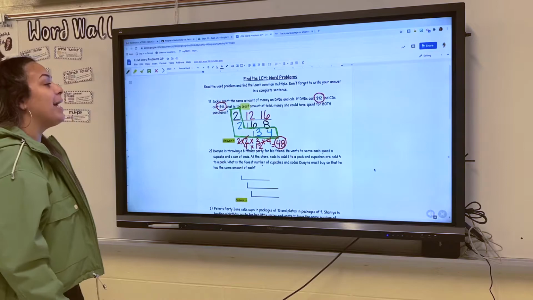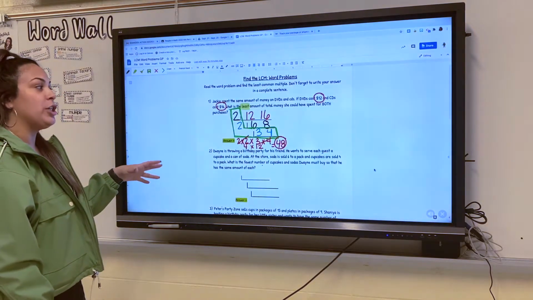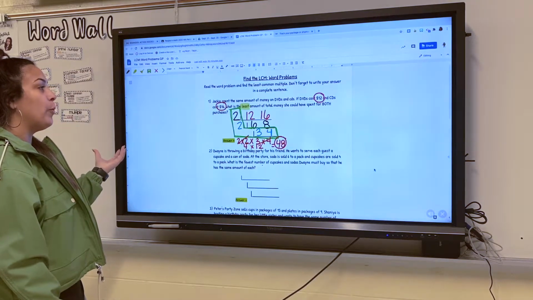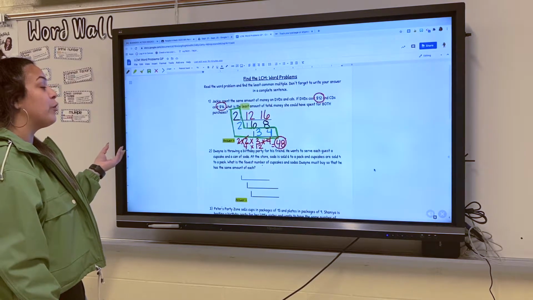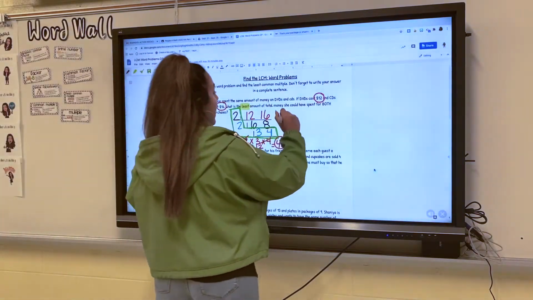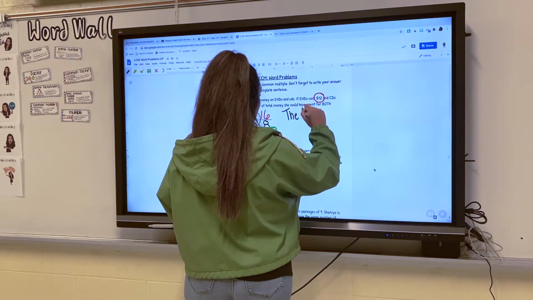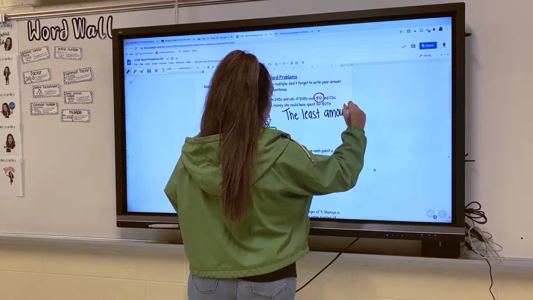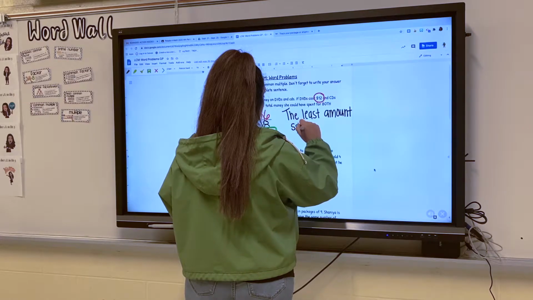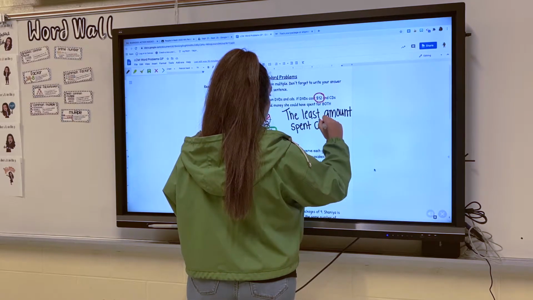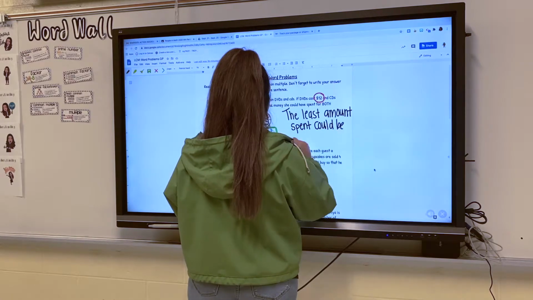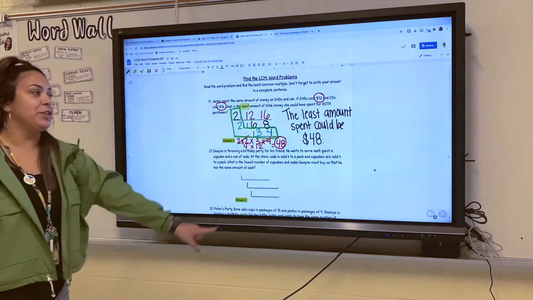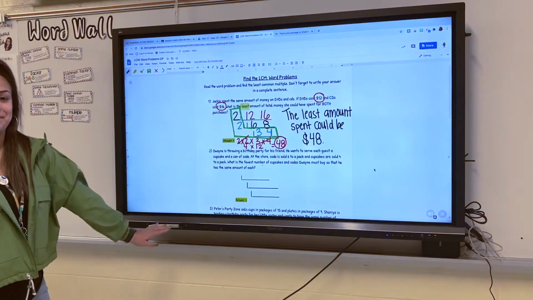All right, so for my sentence, I'm going to reread the question so I can figure out what my sentence is going to sound like. It says, what is the least amount of total money she could have spent for both purchases? I'm going to say the least amount spent could be $48 because our answer was 48. See, we did it.